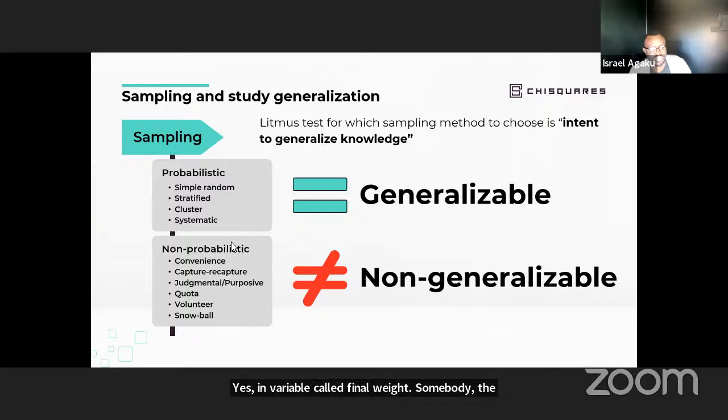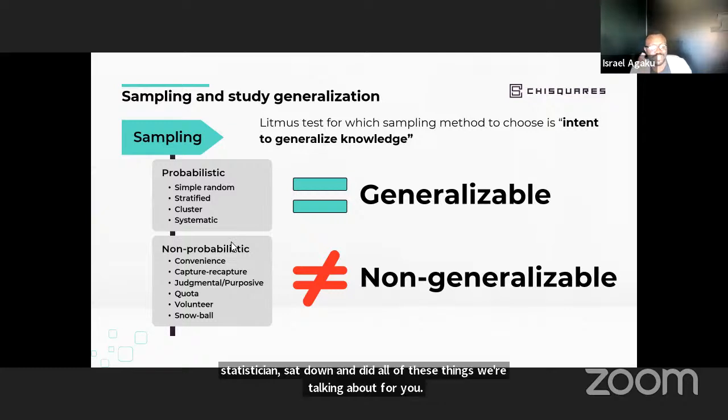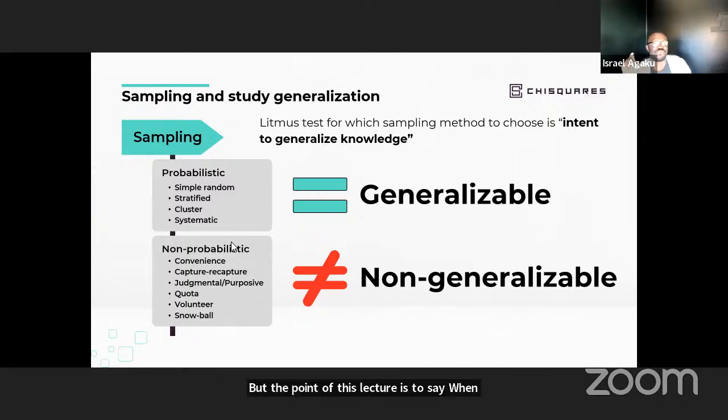But the point of this lecture is to say, when you are collecting your own data and you have to create the weight yourself, how do you go about this? If you're using data sets like DHS, somebody has already suffered and done all that work for you. But you also have to know how to do these things yourself. So the focus of this lecture is not on weights that have been created already. It's about how you create weights yourself.